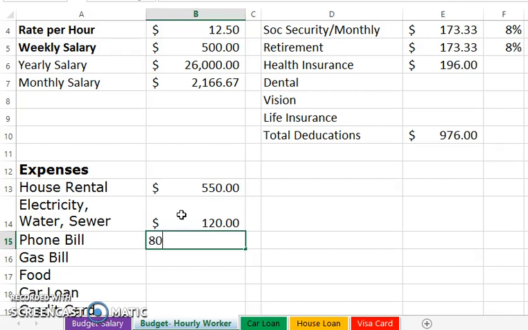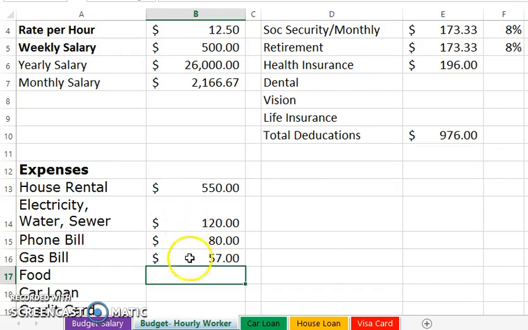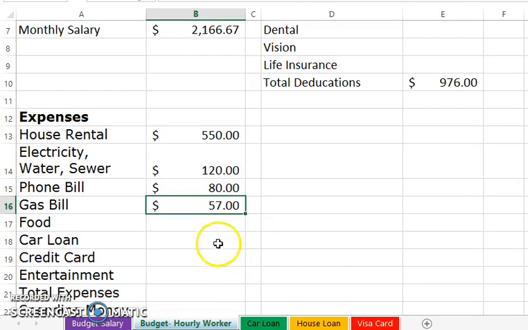Phone bill, let's say he has a good deal at $80. A couple kids on there. Gas bill is like $57 a month. And gas and electricity, they'll income average, or they'll take the whole month and divide it by 12 to have you have the same payment every month. So you can have them average your gas payment and your sewer payment over a full year, so you have the same monthly payment every month.